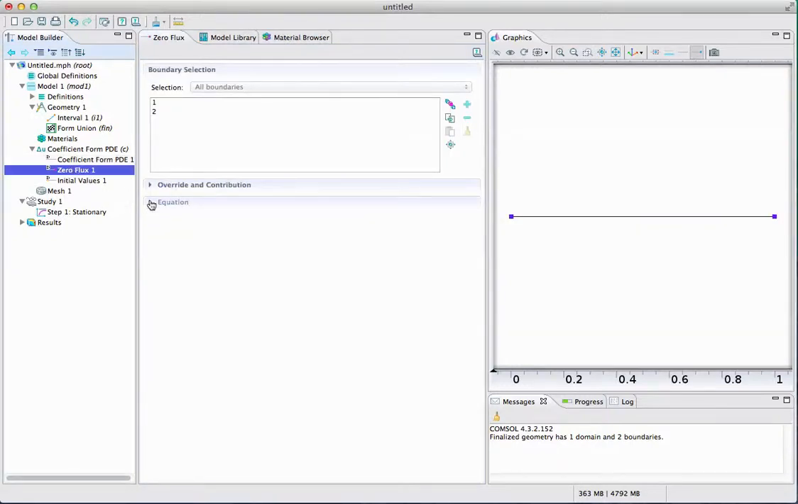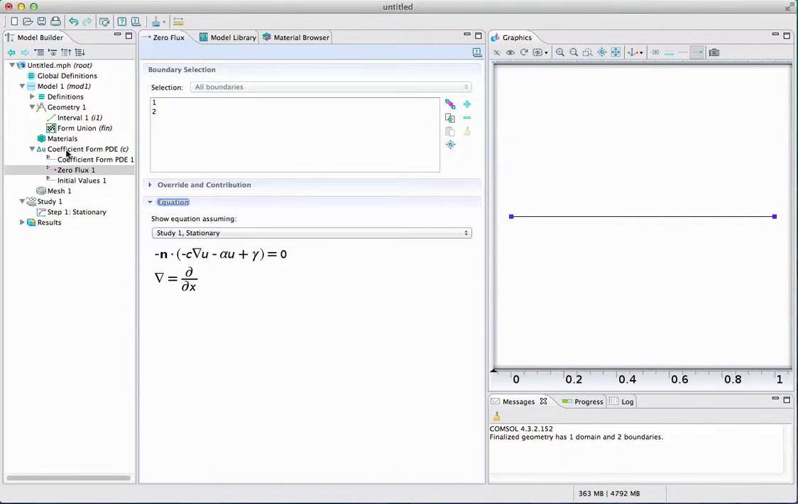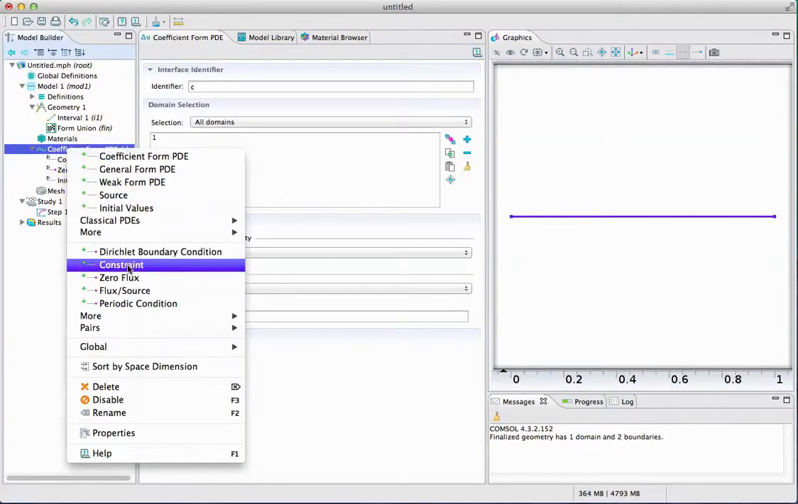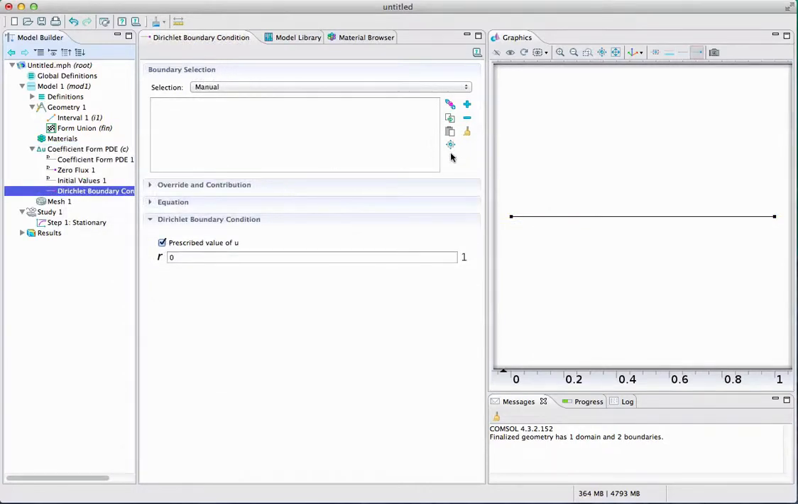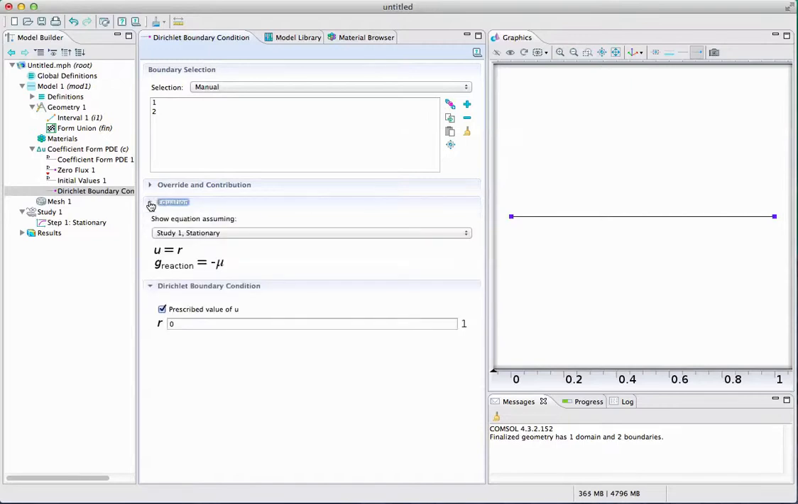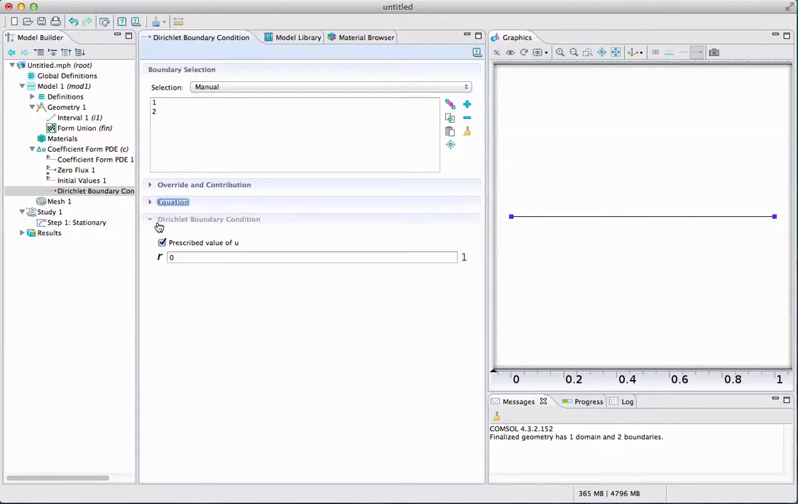Now, right here, they're applying a 0 flux at these boundaries, and we don't really want that. We want to have a Dirichlet boundary condition, which is basically 0. Okay, and if you look, there's the equation, u equals r, and it's 0, so that's perfect. So we're cooking. We don't have any materials, basically just a differential equation.